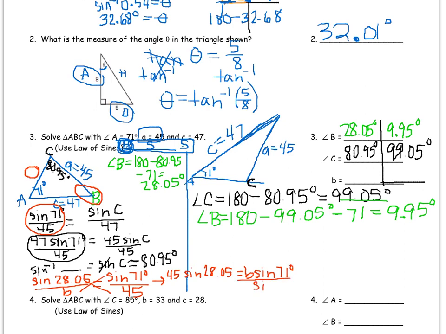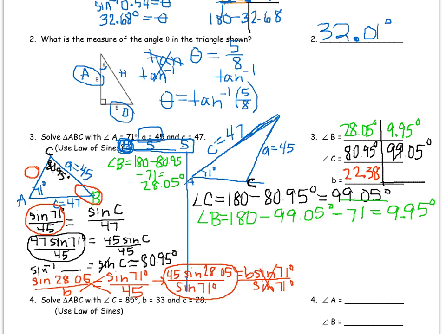Divide both sides by the sine of 71 degrees. And that would leave me B all alone. And if you put this in your calculator, you'll find that side B for our first triangle is 22.38. And that's a length, so I'm not going to put a unit on that one. We still need to find side B for our second triangle.